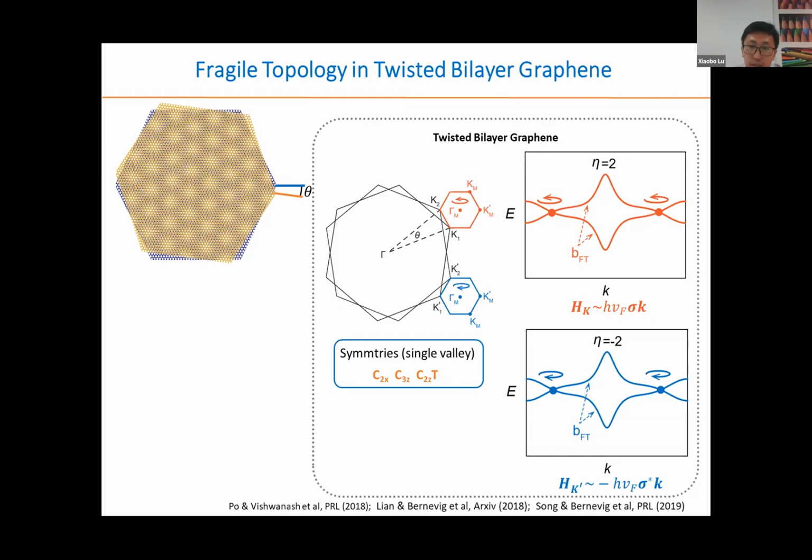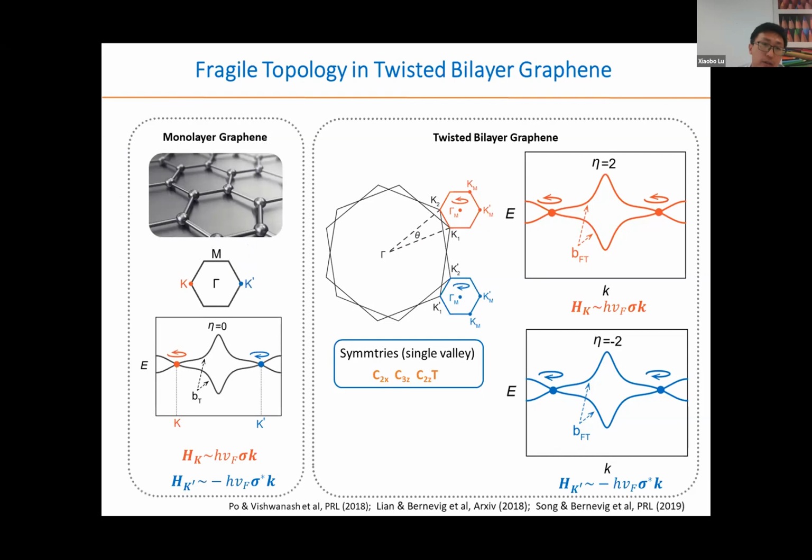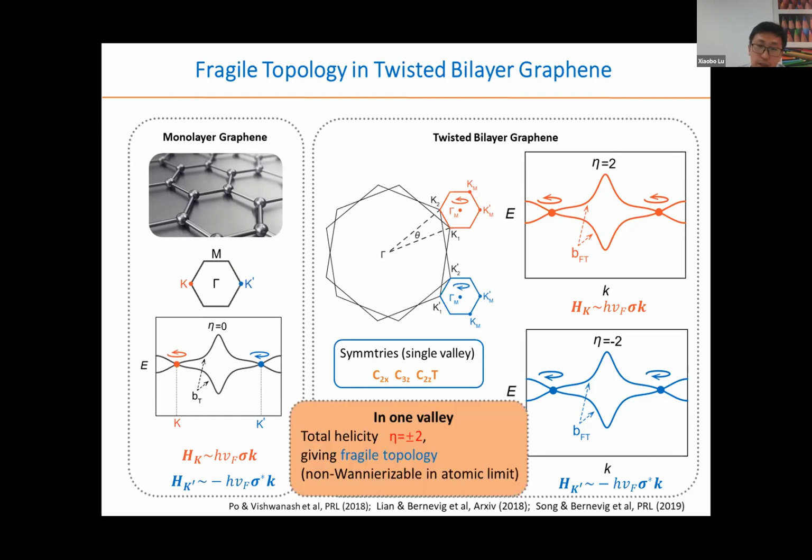This is in very sharp contrast with monolayer graphene. In monolayer graphene, the Dirac helicity in the two valleys is opposite. Basically, in monolayer graphene, the total helicity is 0. However, for twisted bilayer graphene, the lowest two minibands give a non-zero total helicity. Basically, it indicates the topological features, or the fragile topological features, of twisted bilayer graphene.